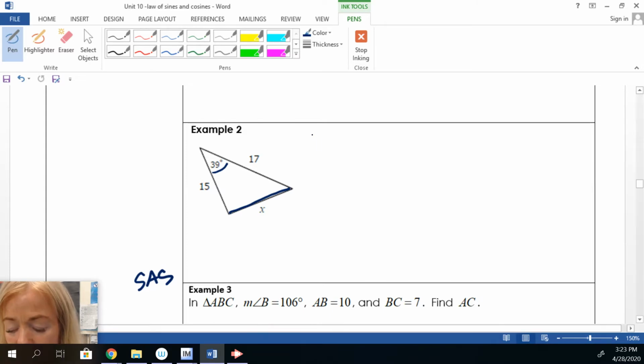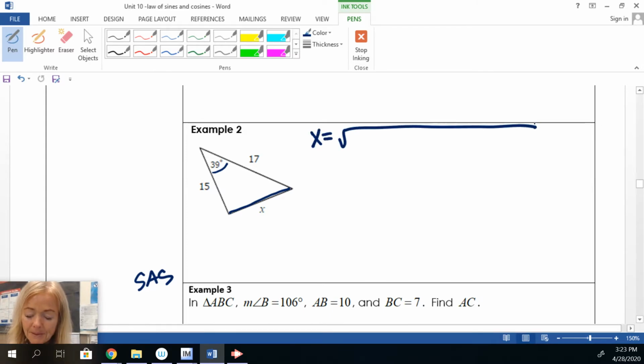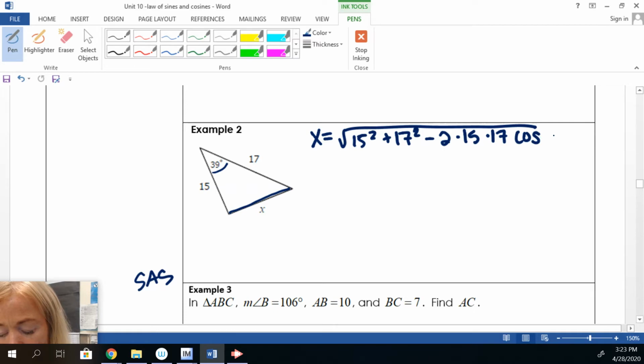So we do x equals, and we're just going to solve it with the square root. Okay, so x equals square root of 15 squared plus 17 squared minus 2 times 15 times 17 times the cosine of x, which is 39. It's just the angle across from little x. All right, go back to our calculator.